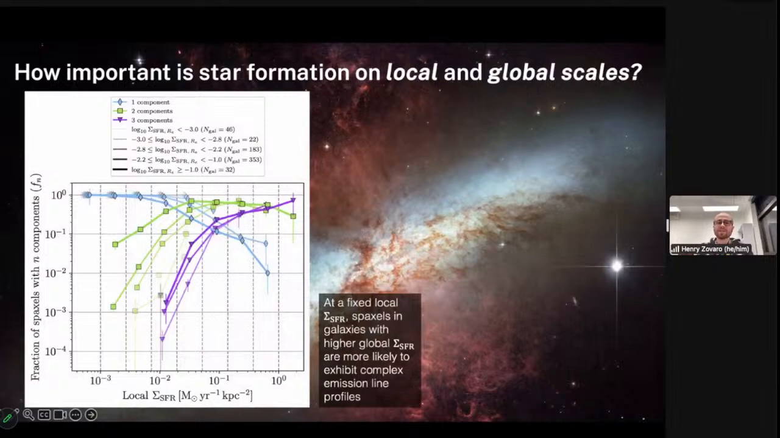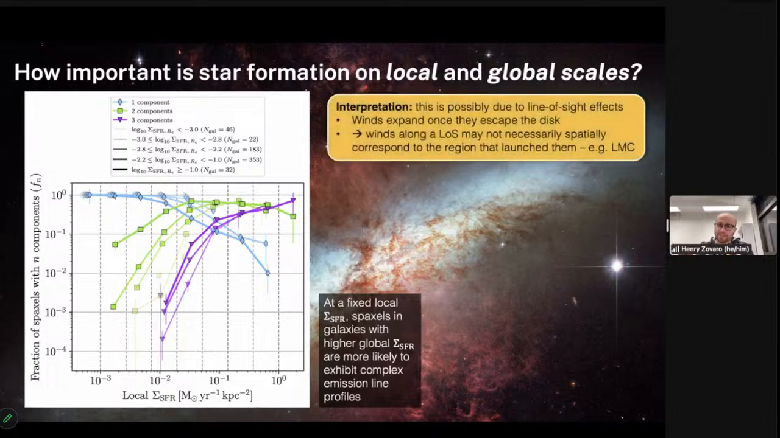So in this plot here, the thicker lines represent spaxels that live in galaxies with higher overall star formation rate surface densities. And it's really clear that at a fixed local star formation rate surface density, spaxels that live in galaxies with higher overall star formation rate surface densities are far more likely to exhibit complex emission line profiles than those that live in galaxies with low star formation rate surface densities. And so it appears that there is both a local effect and a global effect at play here.